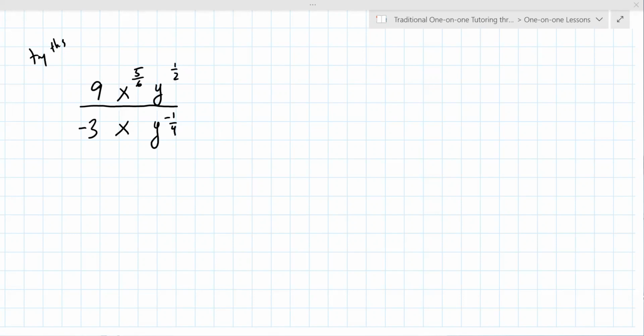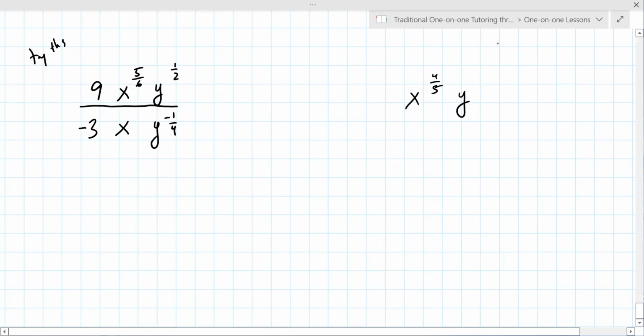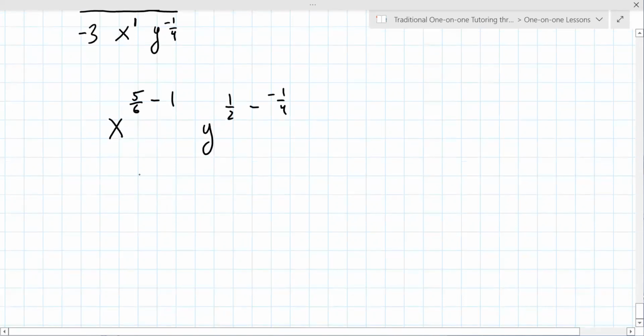I got x to the 4/5 and y to the 1/3. Okay. So when you divide here, you're going to subtract the exponents. So 5/6 minus 1, usually a 1 there. Y to the 1/2 minus a -1/4. So on the x here, the common denominator, we'll call it off the side here, 6 over 6. So that would be -1/6 for that, x to the -1/6.